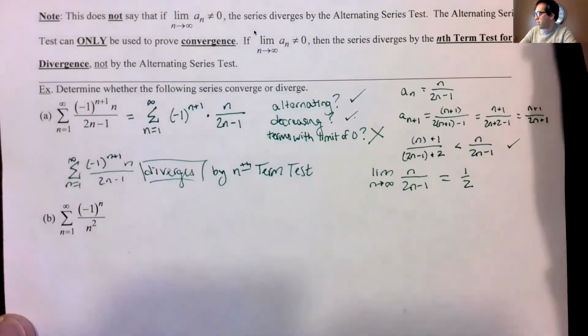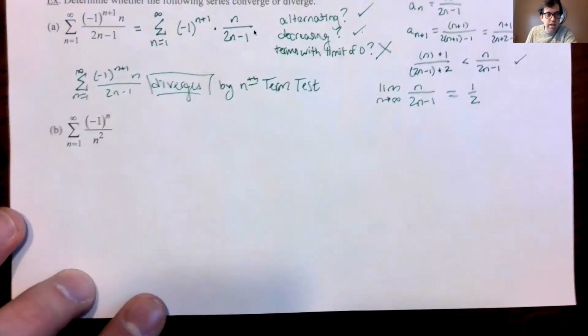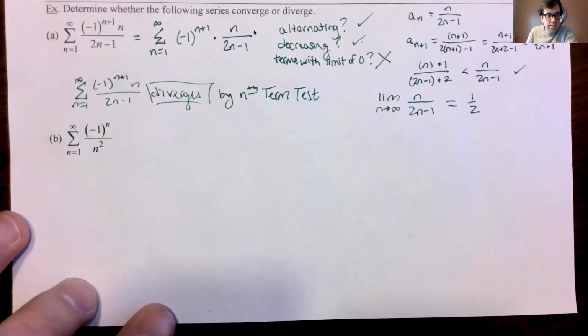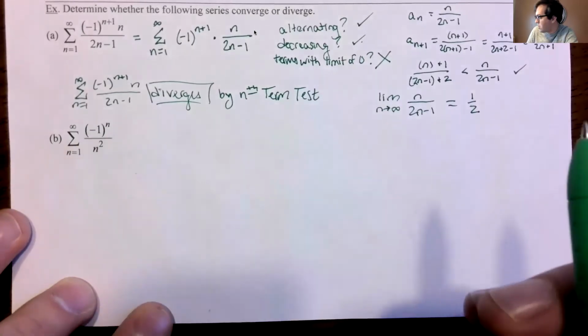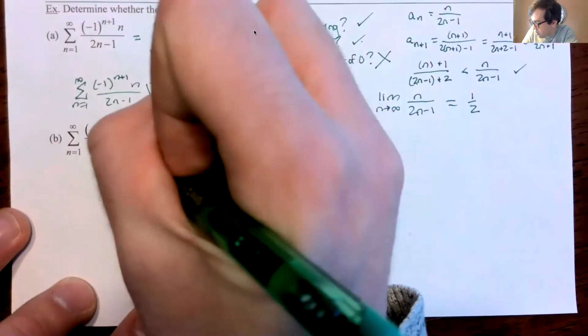Let's take a look at letter B. All right, in letter B, we have a new series here. I'm going to once again pull out the -1 to the n. That's the part that's making the signs alternate between terms.